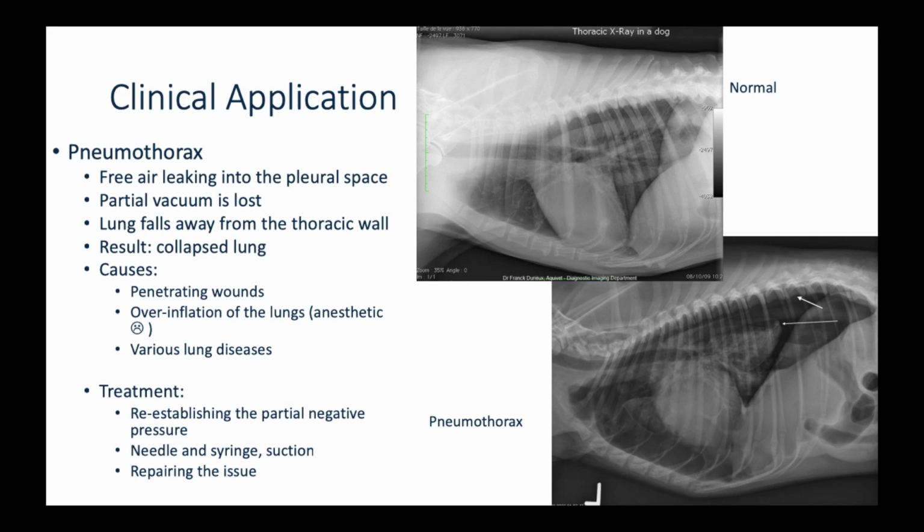Regardless of the cause, the treatment for a collapsed lung consists of reestablishing that partial vacuum within the pleural space. So that can be done using a needle and syringe or suction, and of course, repairing the issue. So I mentioned that it could happen from within the lungs if one of those air-filled spaces is collapsed or destroyed. One thing when it comes back to anesthesia, I talked about us giving breaths to a patient using the rebreathing bag.